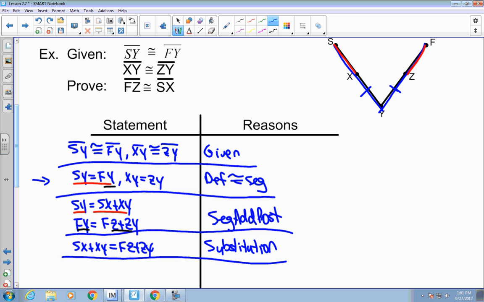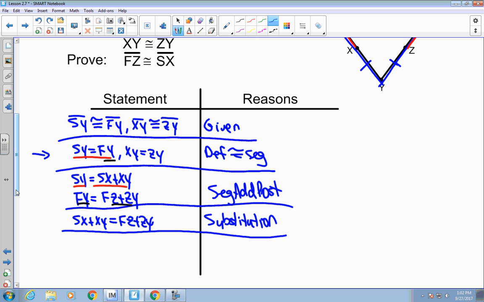Now, this next step is optional, but sometimes it's helpful for people to see this. In this problem right here, if I go back and look where this arrow is, see how XY and ZY are equal? I can go into this equation, I can replace one with the other, yes? Two things are equal, I can replace one with the other. So what I'm going to do is replace this ZY with XY because they're equal to each other. So that gives me SX plus XY equals XZ plus XY. What would that be called? That's called substitution again.